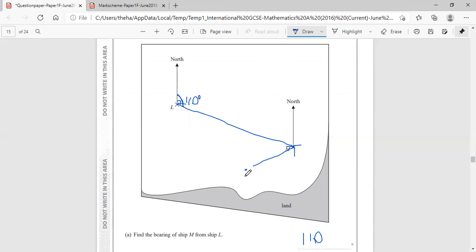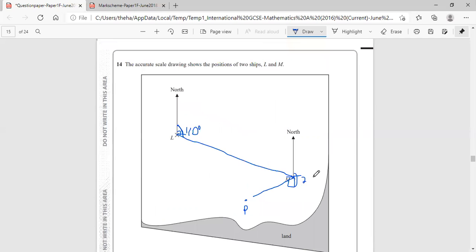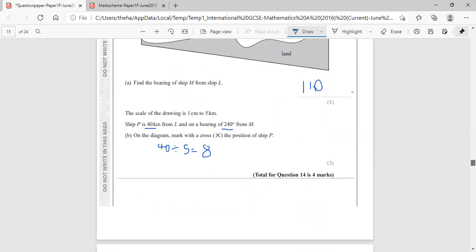Yeah, so I'm going to put ship P there. Of course, if you had a paper version of this, you could easily measure out the angle here, 240 degrees, and then once you've done that, you could draw a line this way and find out where it reaches 8 centimeters, and that would give you your answer. So we need to put a cross. Right, that's another 4 marks.